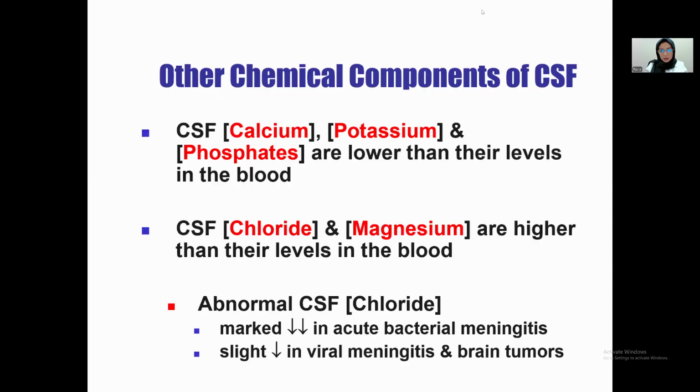It is markedly decreased in acute bacterial meningitis, while it is normal or slightly low in viral meningitis and brain tumor. So chloride normally is higher. The concentration of chloride is higher in the CSF compared with the blood. It will be decreased in bacterial meningitis and slightly decreased or normal in viral meningitis. This is the most important, chloride.